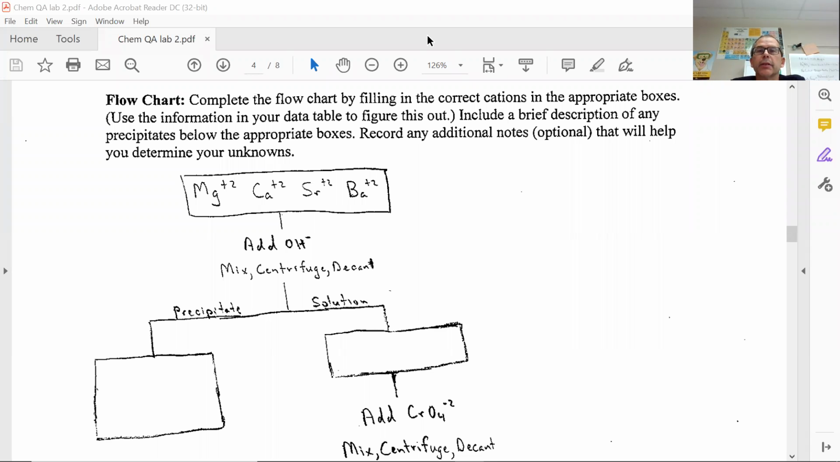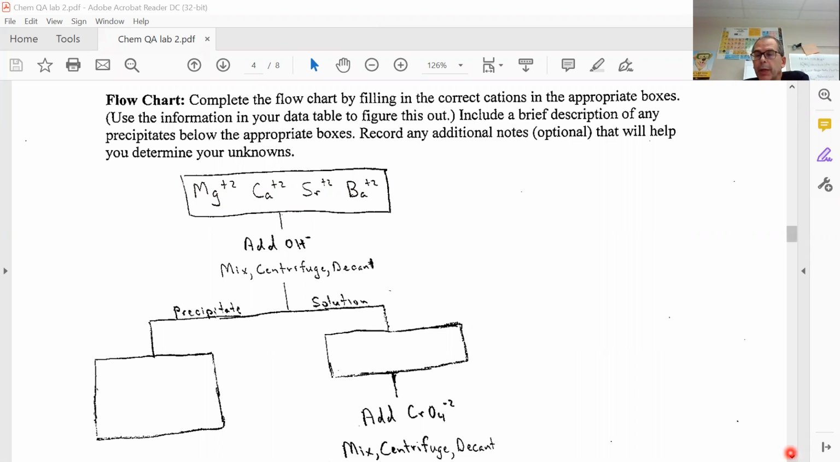Qualitative Analysis Lab 2, and this is just general information about unknowns. I have an unknown right here. It has magnesium, calcium, strontium, barium, or 2 of these ions, or 3 of these ions, or 4 of these ions. So we really have a yes or no for magnesium, yes or no for calcium, yes or no for strontium, yes or no for barium, and that's what we're going to be answering.